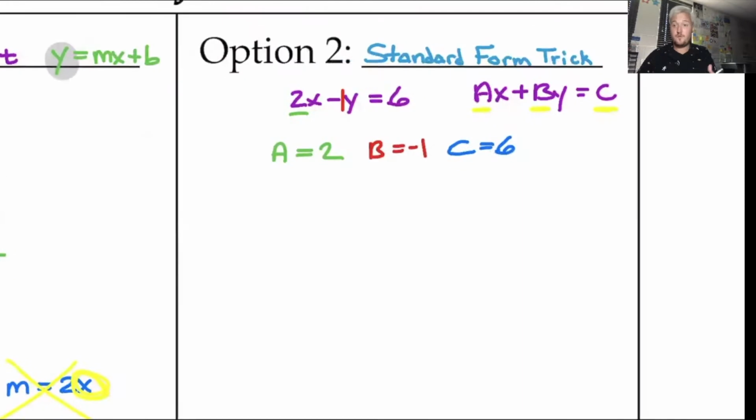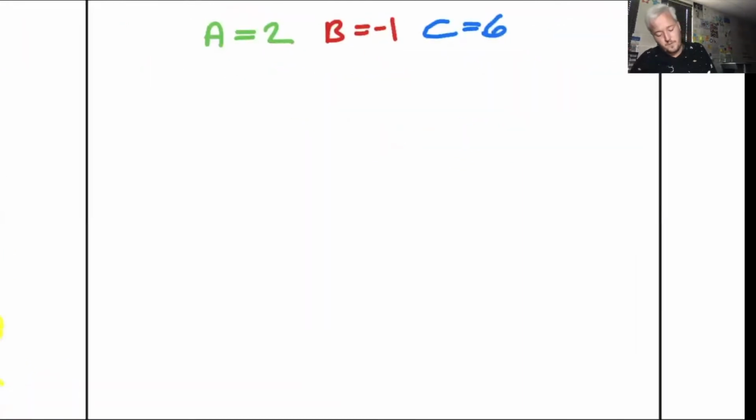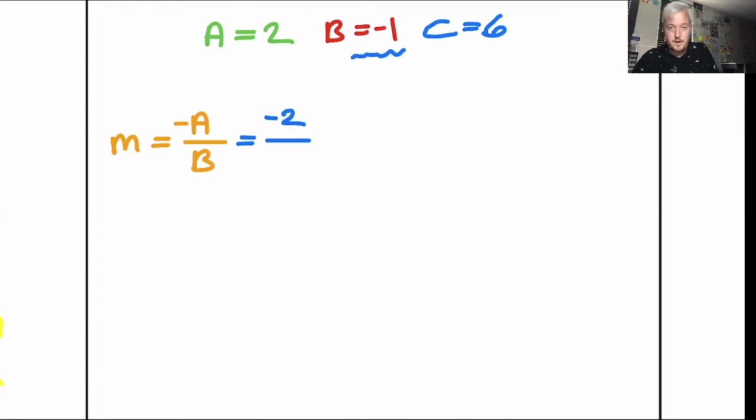So I'm going to take all those values and just use my trick. For my slope, m equals the opposite of a over b. I want to take the opposite of a. Because I have a positive 2, I want to negate it, to make it negative 2. So I have negative 2, and then I take my b value as is, so negative 1. Negative 2 over negative 1 gives you a positive 2. So that would be our slope.